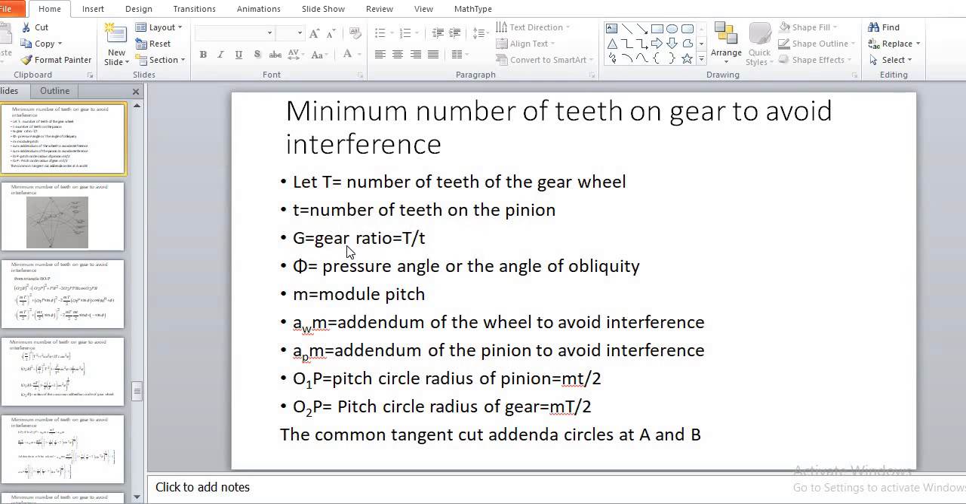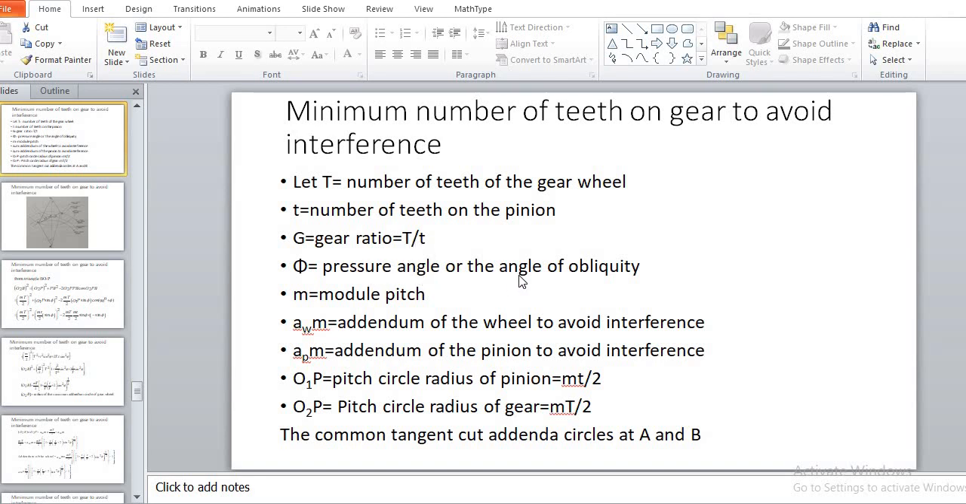Gear ratio is the angular velocity ratio of the gear wheel to the pinion. This angular velocity ratio we can correlate to the teeth of that particular gear and pinion. So gear ratio is equal to capital T by small t, the ratio of the number of teeth on the gear wheel divided by the number of teeth on the pinion.